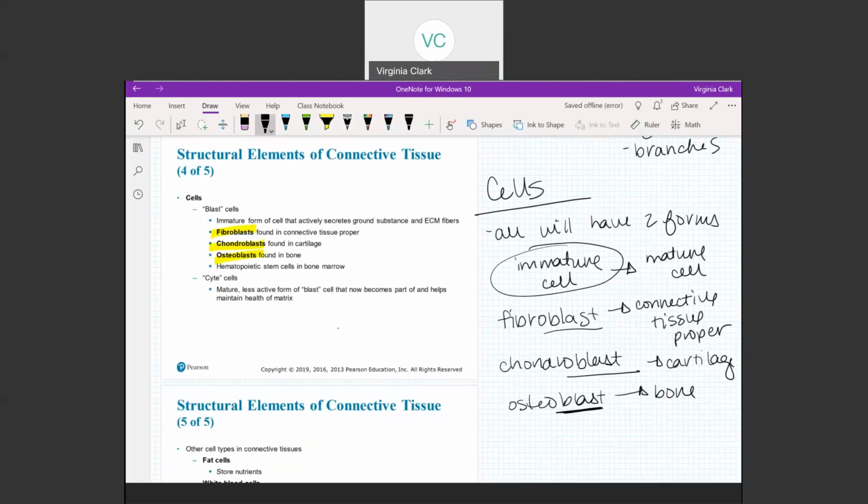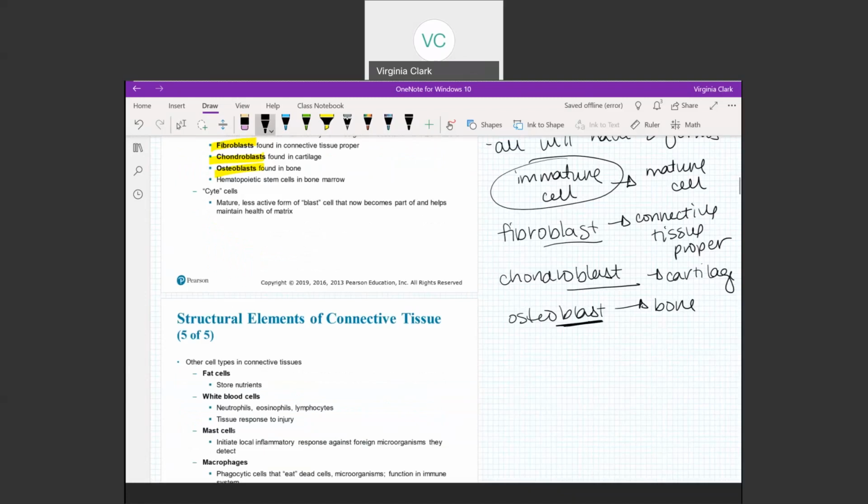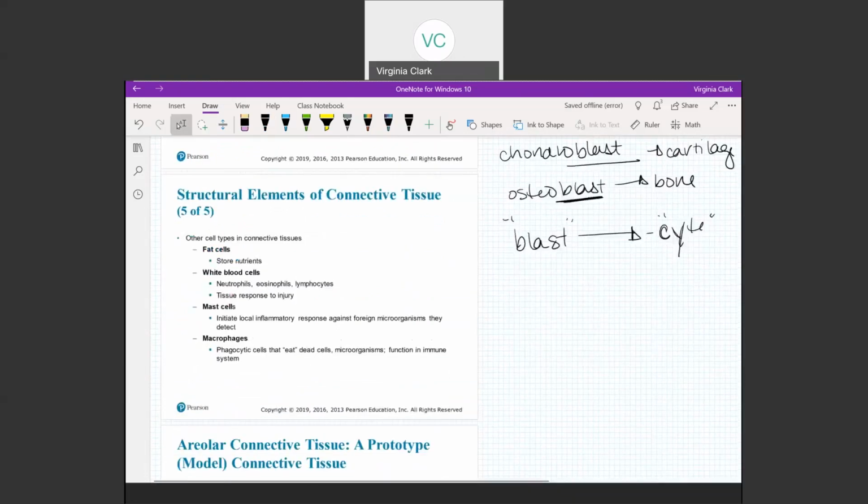The mature form is going to be a cyte. So if our blast is the immature form, we are going to have a cyte, which means cell, in our mature form. So we're going to talk about these as we go. We'll start talking about a bunch of cytes. Essentially, that suffix just means that it is going to be a cell. You also have a couple other different types of cells in our connective tissue. You're going to have fat cells, which are going to store nutrients.